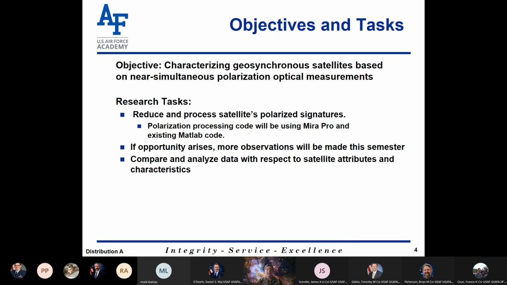Okay, my objective is to characterize geosynchronous satellites based on near simultaneous polarization optical measurements. My tasks were to reduce and process many satellites' polarization signatures, which was done using a program called MirrorPro and pre-existing MATLAB code. I also wrote a lot of my own code to continue with analyzing the data. I have been able to observe more nights of data this semester so far, and I plan to observe more before the year is over. In the future, we'll be using my findings in order to compare and analyze my data with respect to satellite attributes and characteristics.